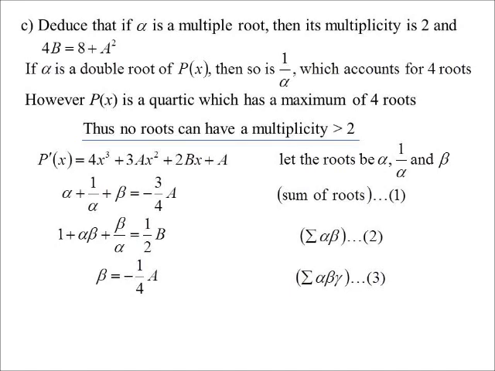All right. Let's tidy it up then. So what are we trying to prove? 4b is 8 plus a squared. Okay, I'm going to substitute that third one, the one where I just found what beta is, into the first one. So I get alpha plus 1 on alpha minus a quarter a, that was what beta was, is minus 3/4 a. So alpha plus 1 on alpha is minus half a. I need to eliminate alpha.